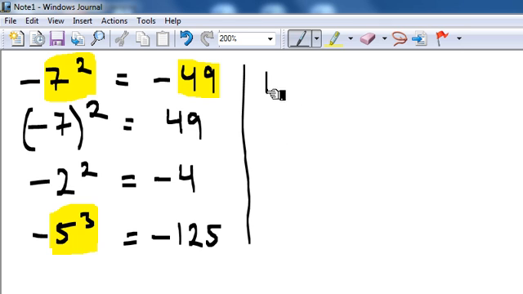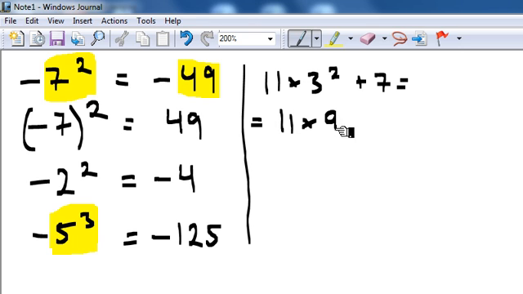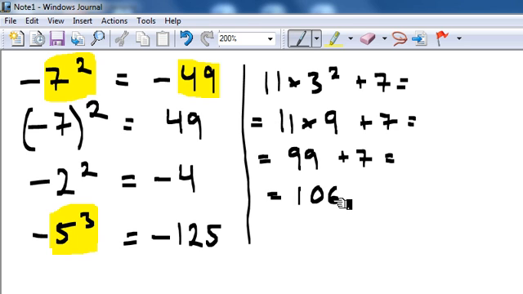How about 11 times 3 index 2 plus 7? This is just BODMAS. We have to remember brackets first, then indices, etc. So we have no brackets, but indices, we do 3 index 2 first. So 11 times 3 index 2 is 11 times 9 plus 7. And then we do the multiplication, and 11 times 9 is 99 plus 7. And then finally addition. 99 plus 7 is 106. Let's do a couple more.